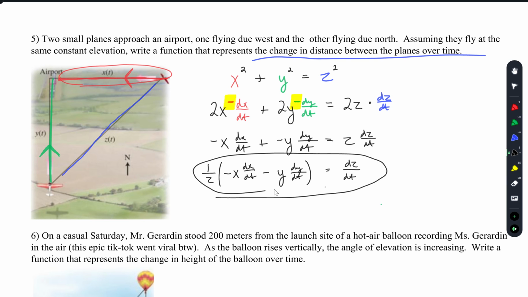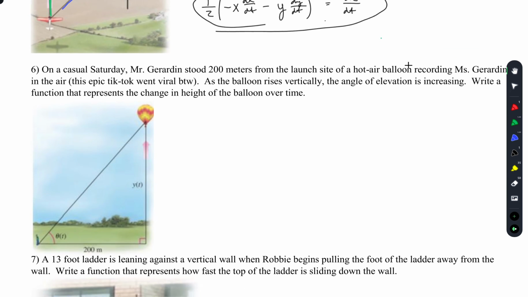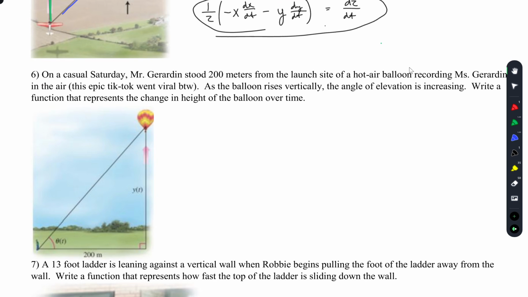Same with this guy. Casual Saturday, I stood 200 meters from a launch site of a hot air balloon, recording. Mr. Jordan was doing that, and I was in the air. Yeah, I took a TikTok, and it went viral. As the balloon rises vertically, the angle of elevation is increasing. Write a function that represents the change in height of the balloon over time.